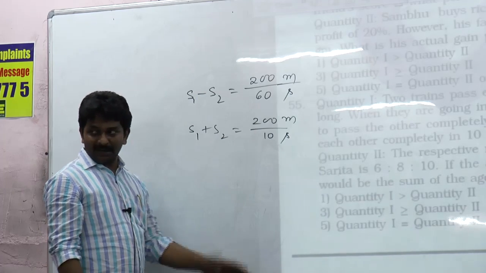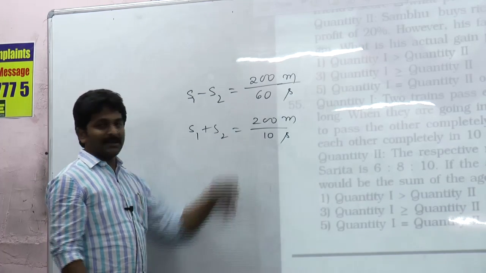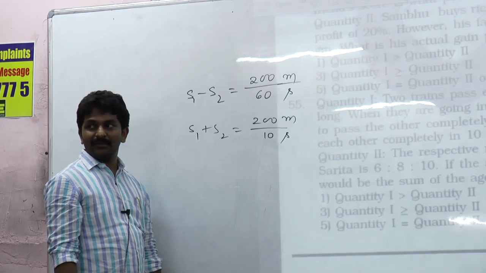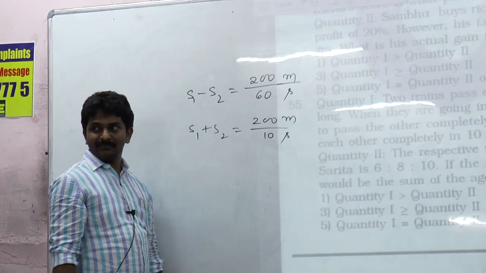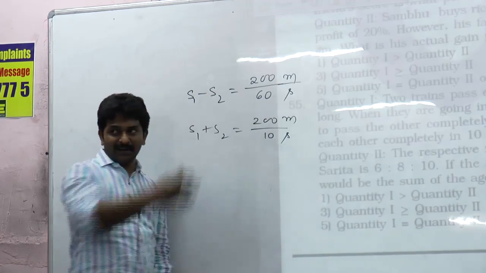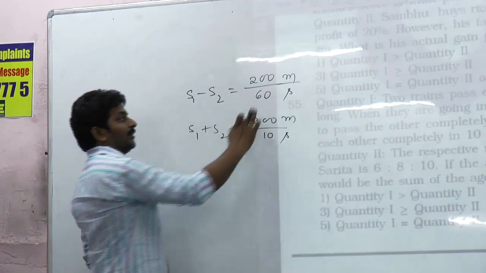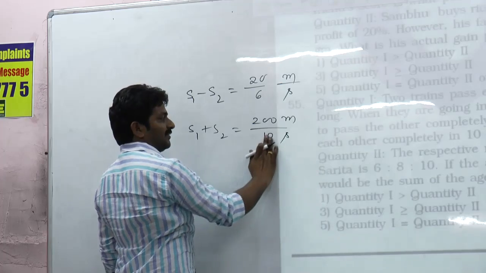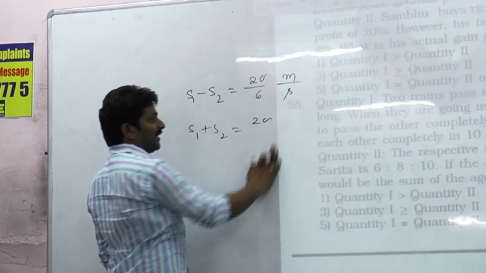You are asked about speed in kilometer per hour. Meter per second converts to kilometer per hour by multiplying by 18 by 5. Otherwise, you can do it later also. No issue. Zeros cancel, zeros cancel, which is 20.